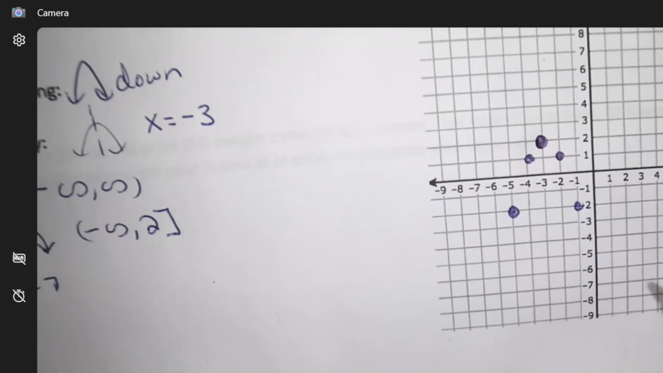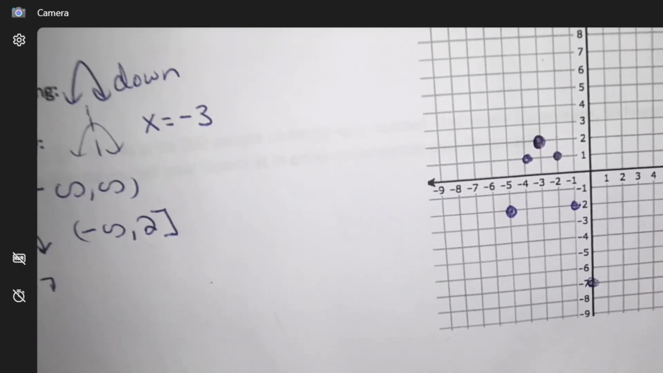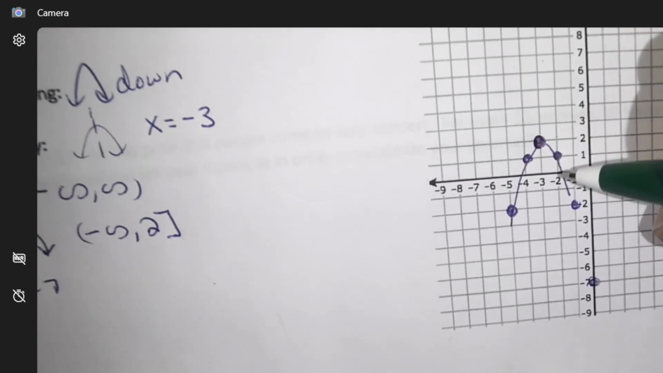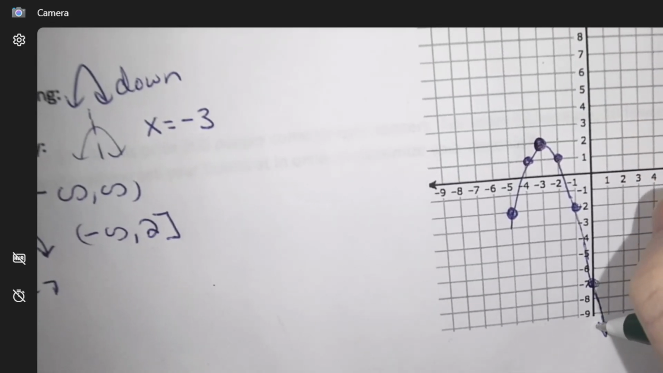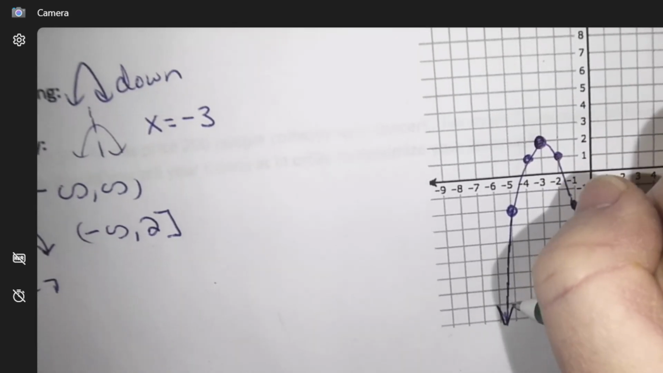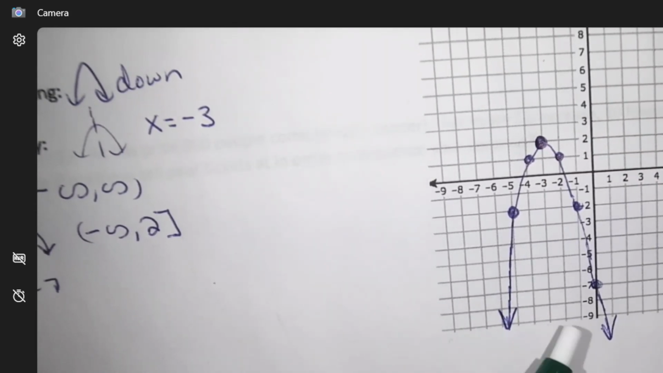You do know this, you know the y-intercept, right? As well. So -7 makes sense on the y-intercept.